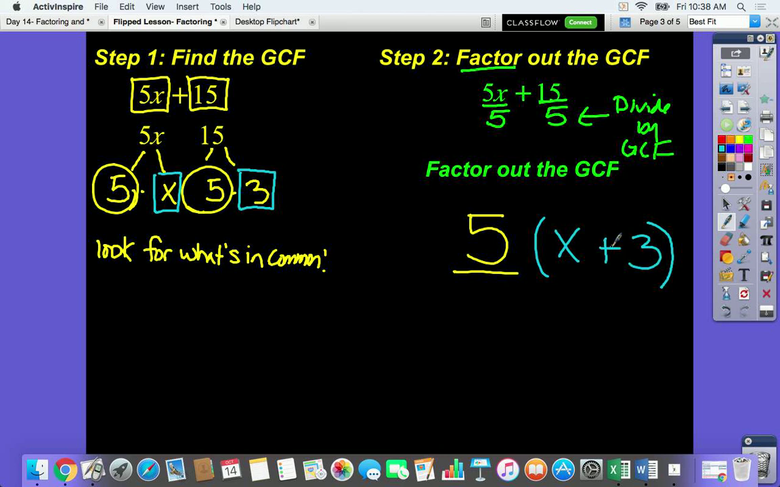What you're going to notice is my GCF and my leftovers, right? My GCF is 5. My leftovers from my factoring are x and 3. Do you see the pattern of where those go when we rewrite the problem in factored form? That's what we're looking for.